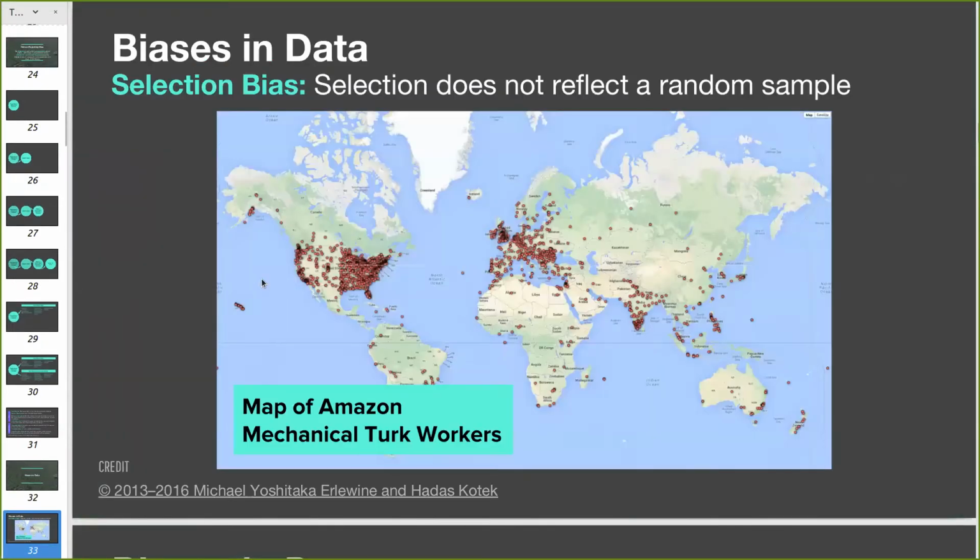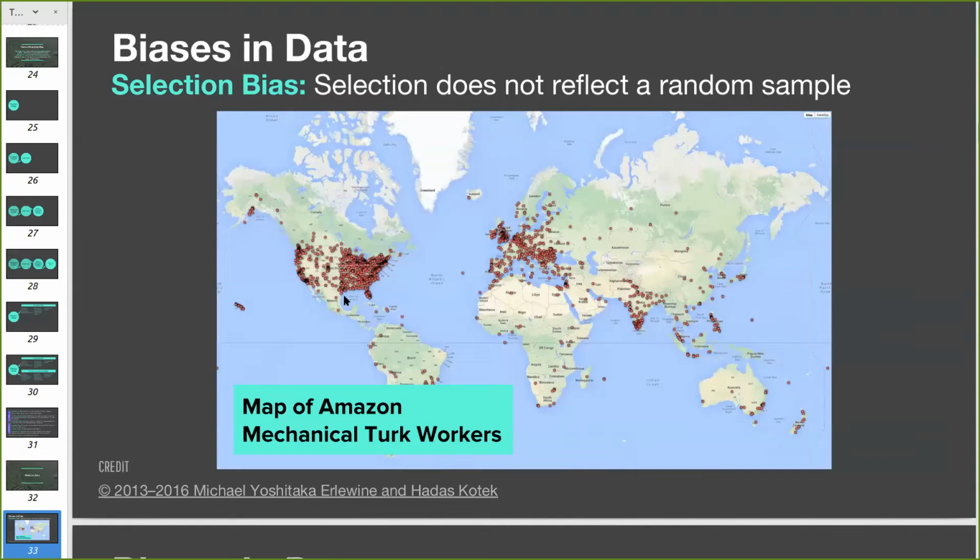Biases in data. So, selection bias. Selection does not reflect a random sample. So this is about the Mechanical Turk workers. If you haven't heard about it, Amazon has this Mechanical Turk where if you have some data and you want to annotate it, there are people who can do it for you by charging something for their time and efforts. As we can see here, the people who are all acting as Mechanical Turk workers are not evenly distributed across the globe. It's different for different regions.